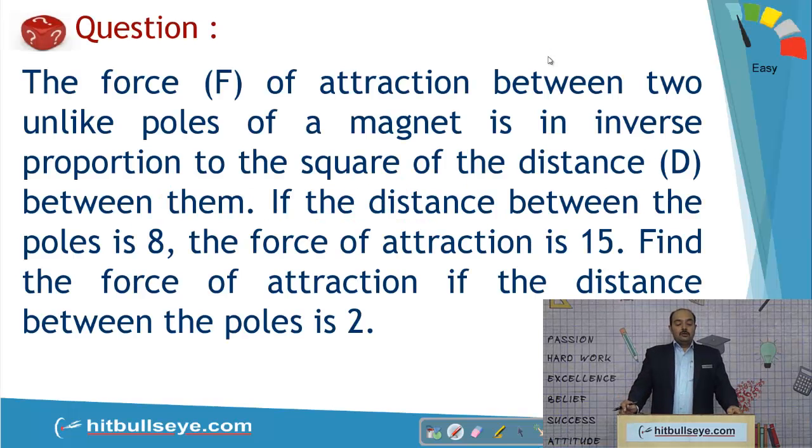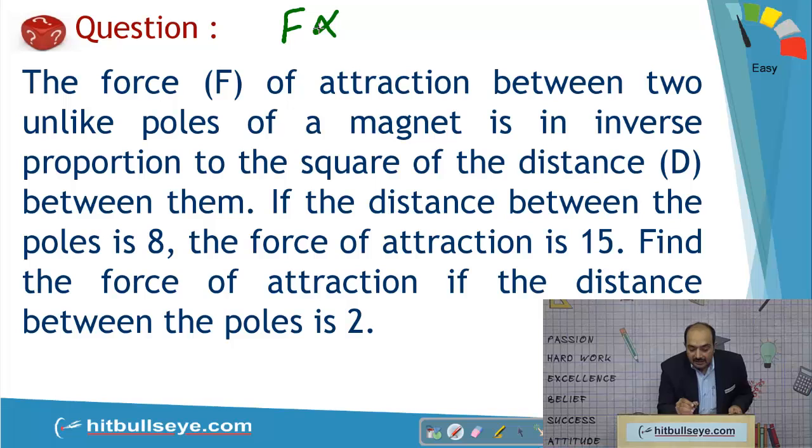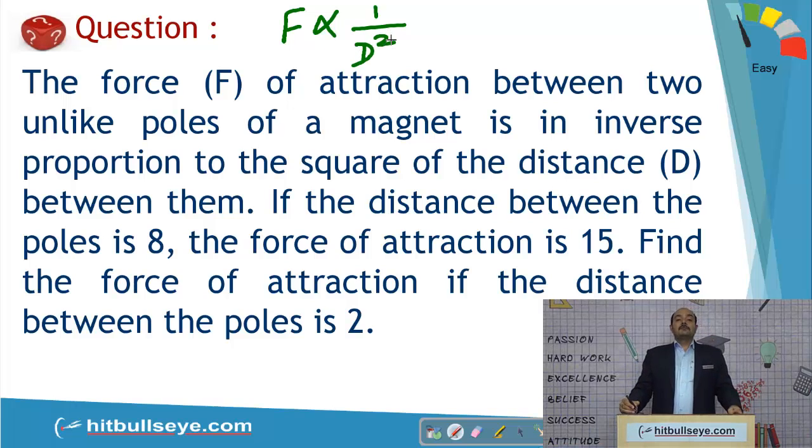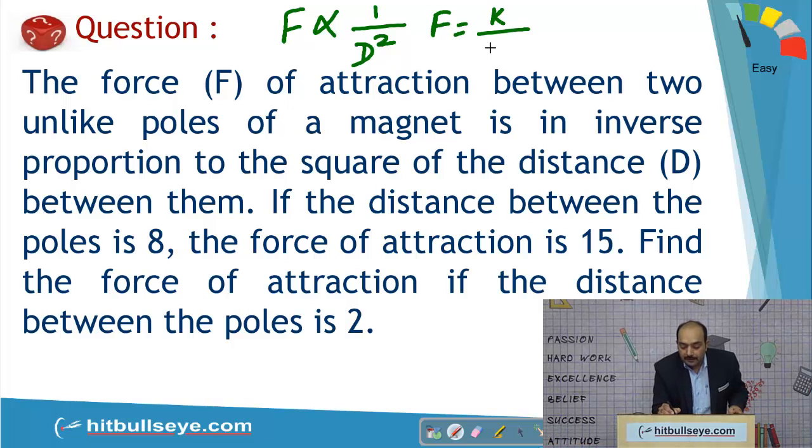The next question. Force of attraction between two unlike poles is in inverse proportion to the square of the distance between them, which means we can say force is inversely proportional to the square of the distance. That is, it's inversely proportional to 1 by d square, which can be written as F equals K by d square using the constant of proportionality like in the previous question. So now the value is given. If the distance is 8, the force of attraction is 15.